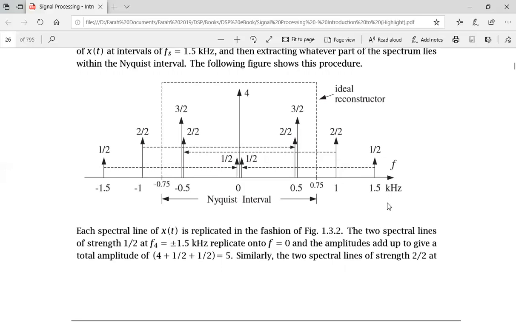And the last one was 1.5 kilohertz, where the original signal had f4. We have half the amplitude here, because whenever you have two spikes, one at positive frequency and one at negative frequency, the amplitude is reduced to half on both sides. This 1.5 kilohertz has also been aliased, and it now appears here at f equals 0.